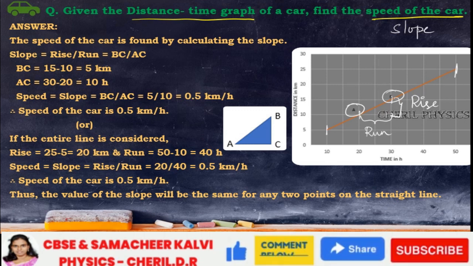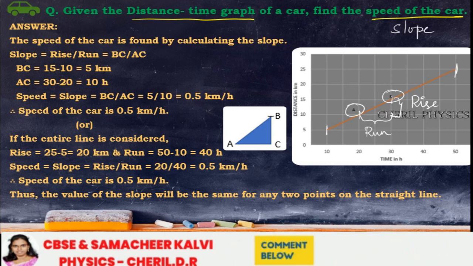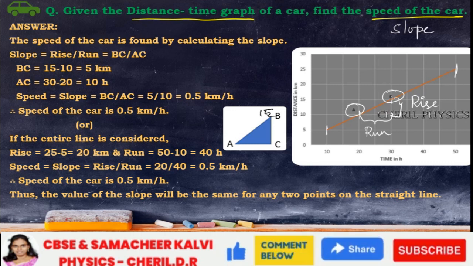So rise by run. For the rise we have A, B, C, that's what we've written here. The rise is between 15 and 10. Here it was 15 and here it was 10. So what was BC? 15 minus 10, which is 5 kilometer.